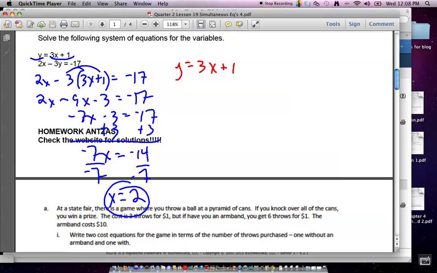It's just pretty simple. I'm going to plug in a 2. Y is 3 times 2 plus 1. Y is 6 plus 1. Y is 7. Okay, so I know that x is 2, and I know that y is 7.